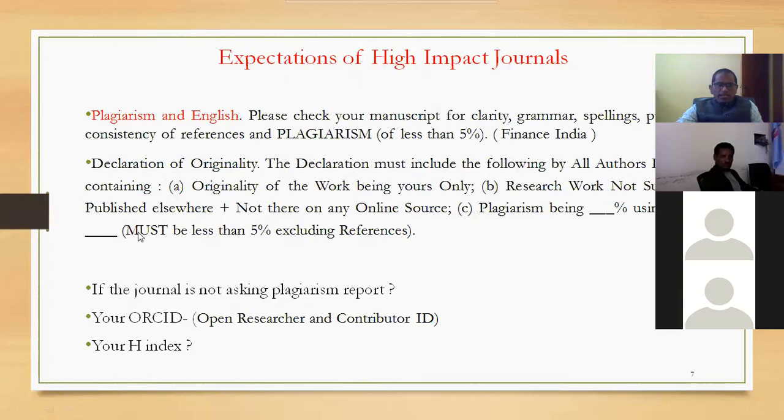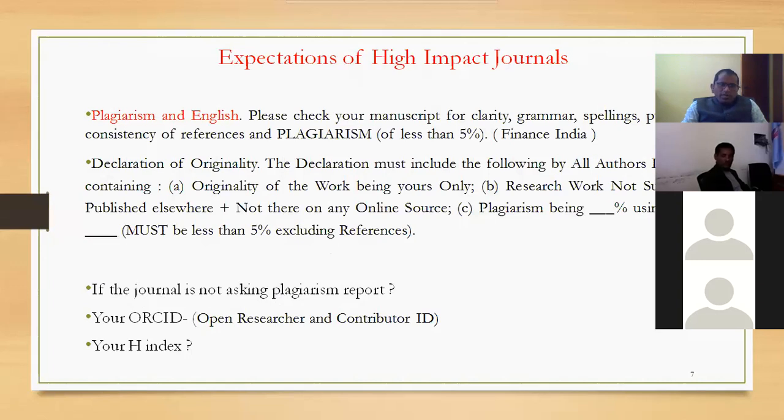And majorly, the plagiarism must be less than 5%, excluding the references. You can see that, excluding the references. No journal will ask you for the plagiarism with the references. If you exclude the references, then plagiarism may come down somewhat. So if a journal is not asking for a plagiarism report, then you have to think about that journal.